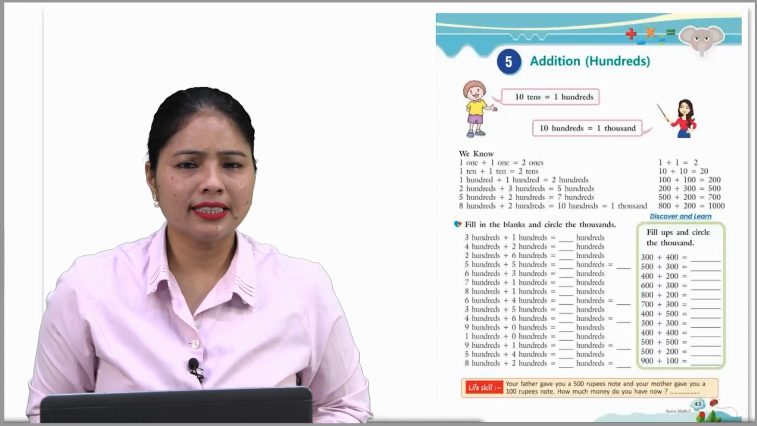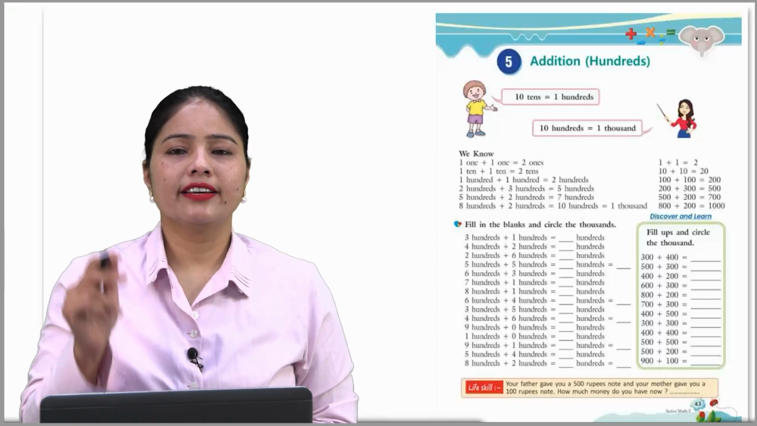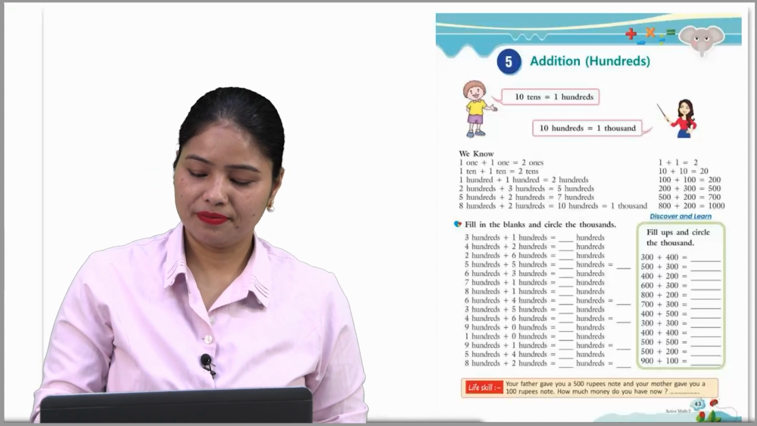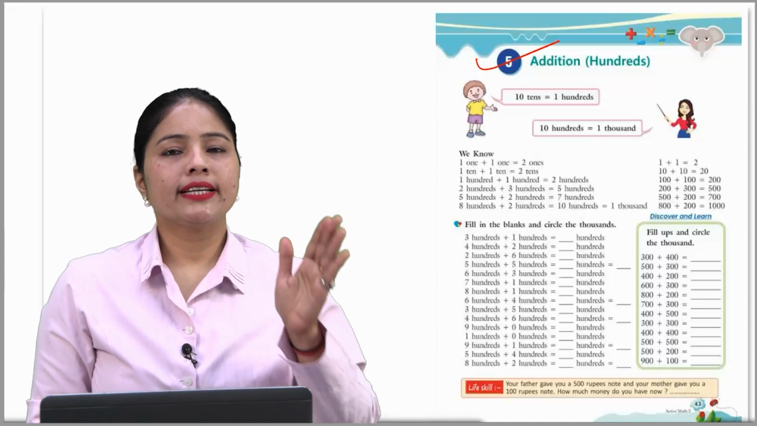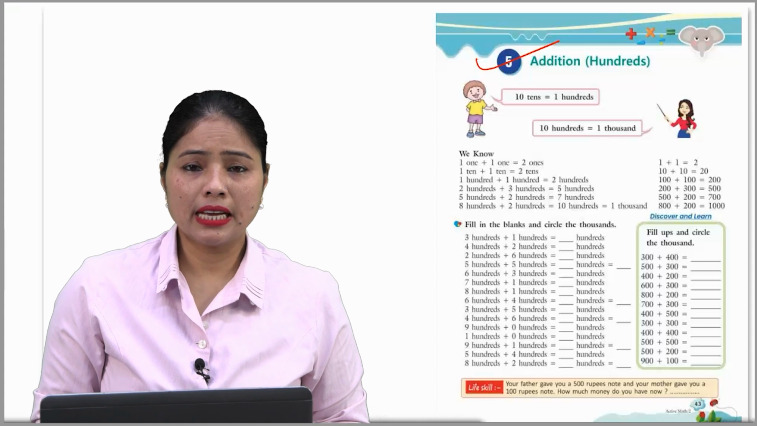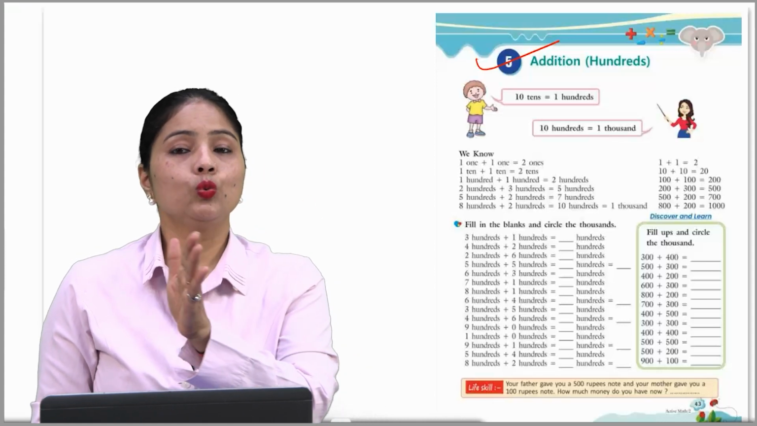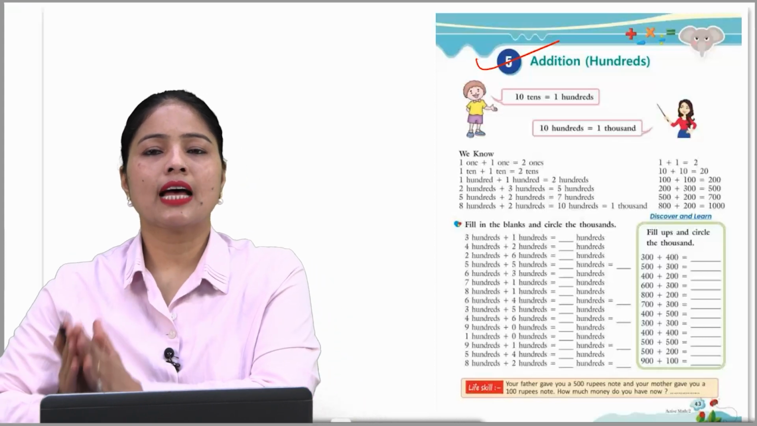So children, today in this class we are going to learn about addition, which is 100. So let's start with that. 10 tens is equal to 100. 10 tens are the same as 100s. Okay beta, 10 hundreds is equal to 1000, and 10 hundreds is the same as 1000.